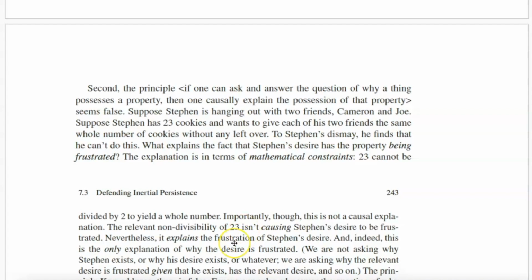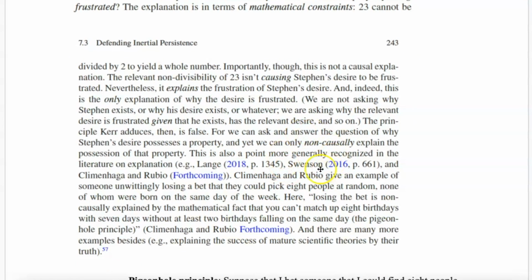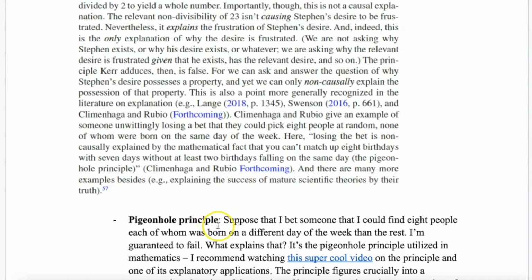And indeed, this is the only explanation of why the desire is frustrated, right? We're not asking why Stephen exists or why his desire exists or whatever. We're asking why the relevant desire is frustrated, given that he exists, given these background conditions. And this is a point more generally recognized in the literature about non-causal explanations. Nevin Klimenhagen and Daniel Rubio give the example of the pigeonhole principle and losing a bet.